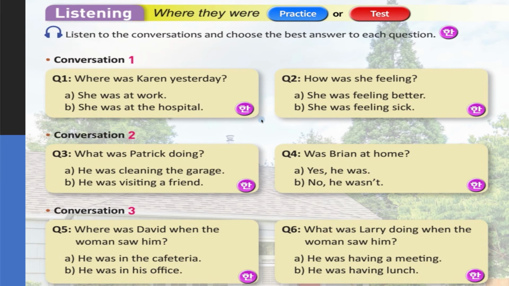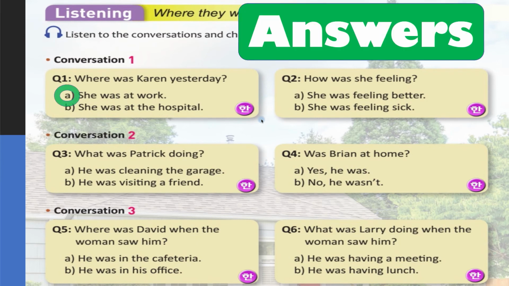Alright, so conversation 1, Karen was at work. And conversation 2, Patrick was cleaning the garage. And where was David when the woman saw him? He was in the cafeteria.